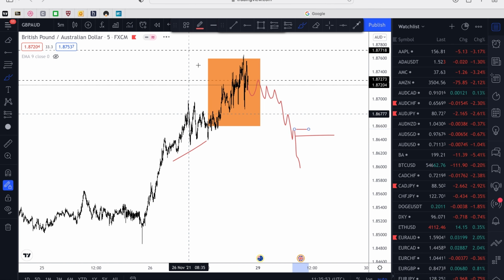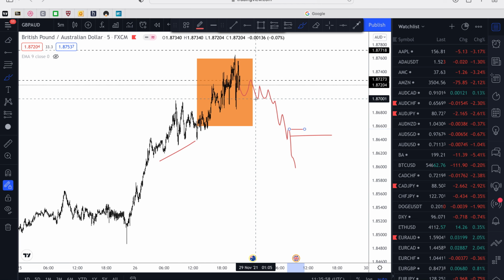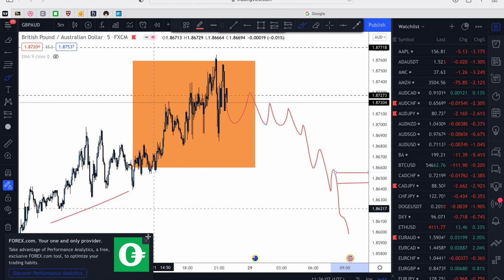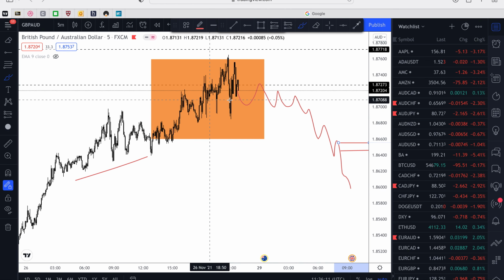Now, since this is my supply zone, I could probably take my entry here and put my stop loss here. But if you actually want confirmation for your trade, then you need to wait for price to change its direction, because right now price is in a bullish trend. We see price basically going up. So price is actually in a bullish trend. Price is going up.